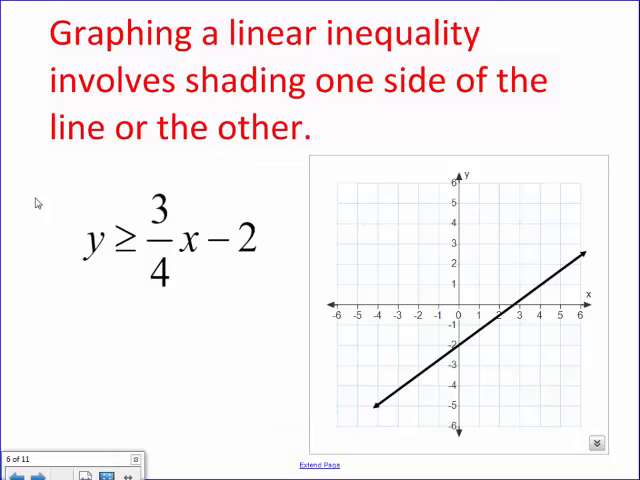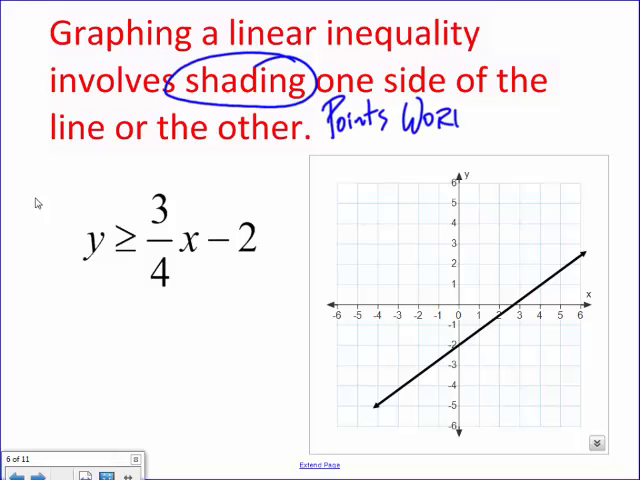And then with inequalities, the thing is, you need to shade one side of the line or the other. Well, to figure out which way to shade, we want to shade the side where points work.